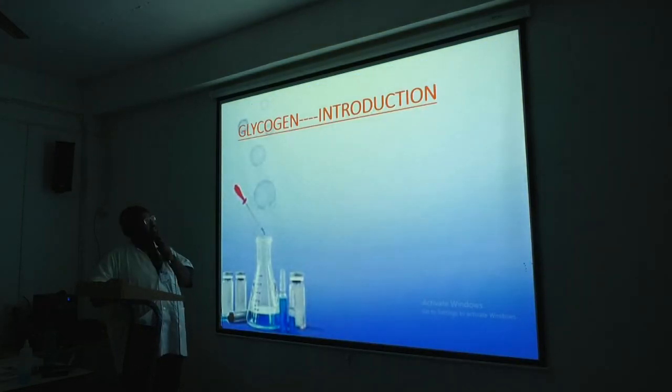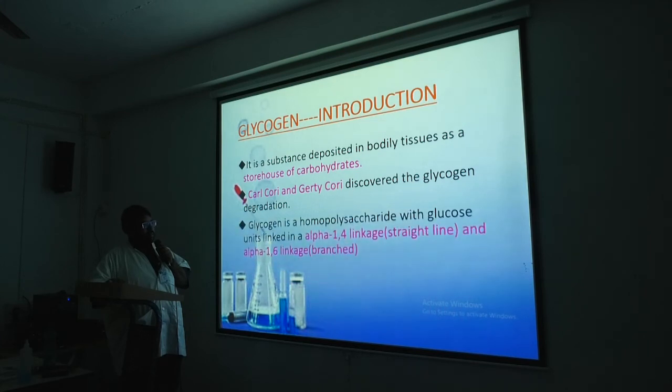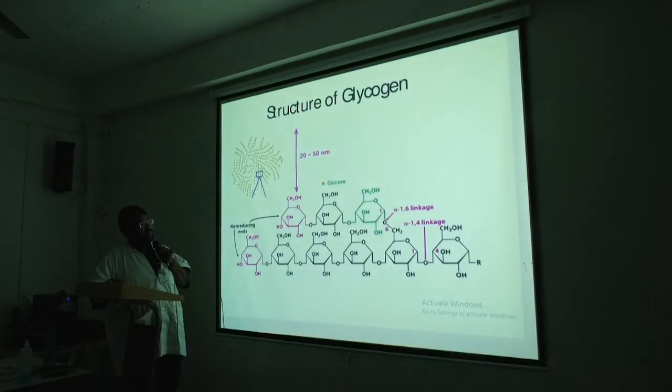So glycogen introduction. It is the substance stored in body tissue as a storage of carbohydrates. Carl and Gerty Cori discovered glycogen degradation. Glycogen is a homopolysaccharide of glucose linked with alpha 1,4 linkage in the straight chain and alpha 1,6 linkage in the branch chain structure. Here is the structure of glycogen.